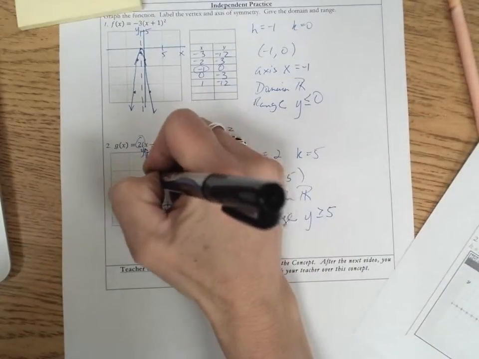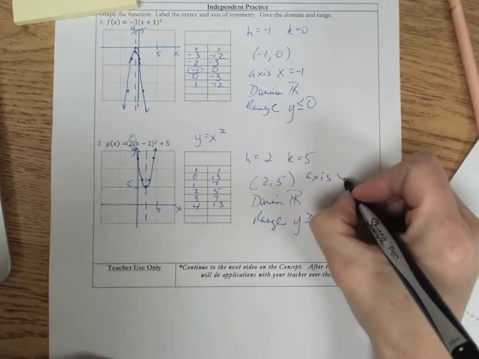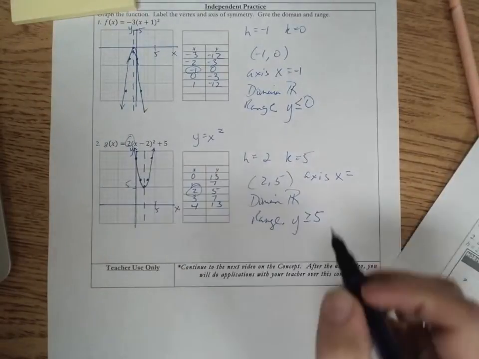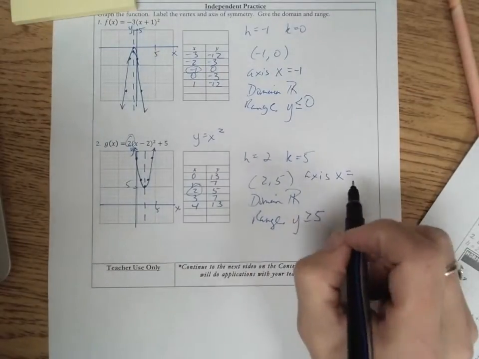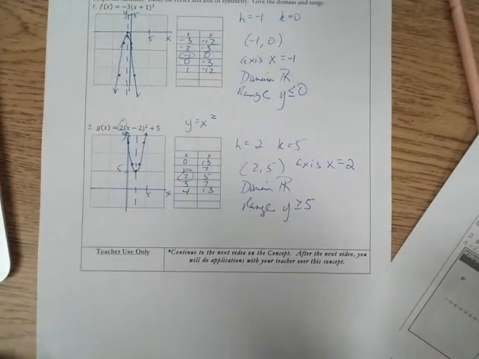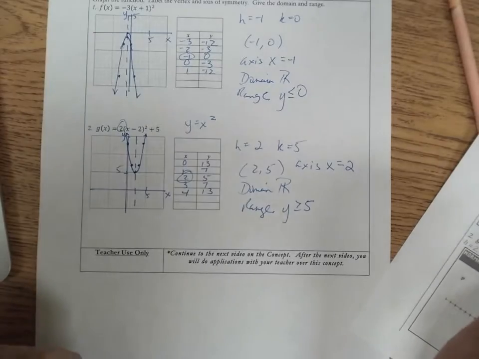Last thing, let's sketch in that axis of symmetry, and let's just write the equation of that. Remember, it's the x value of the vertex, so the axis of symmetry is x equals 2. All right, and that is, for now, all the important characteristics of the graph of a quadratic function.